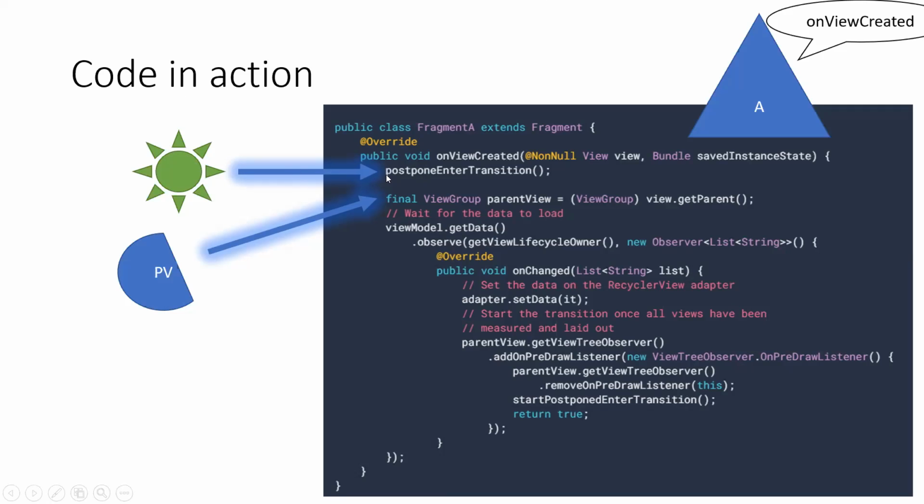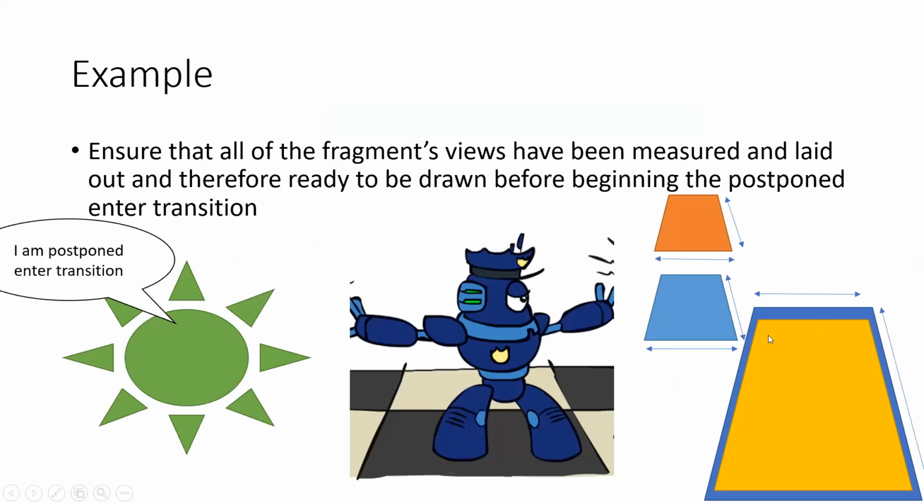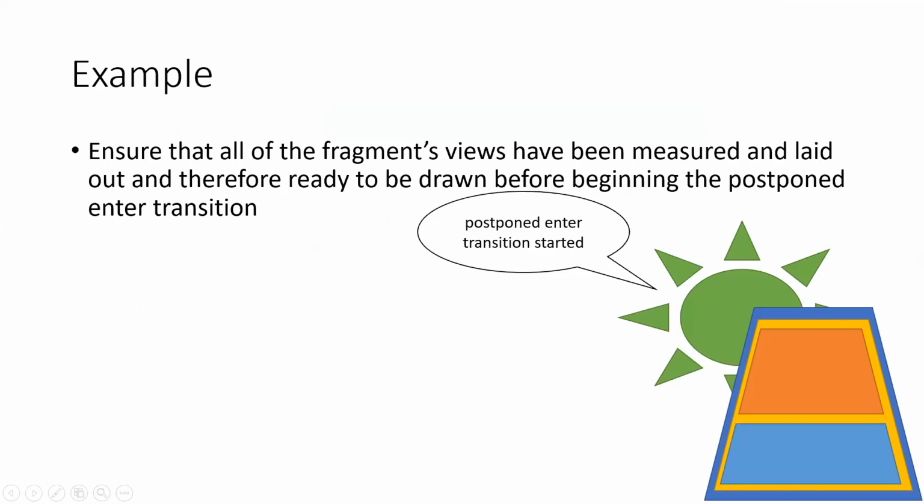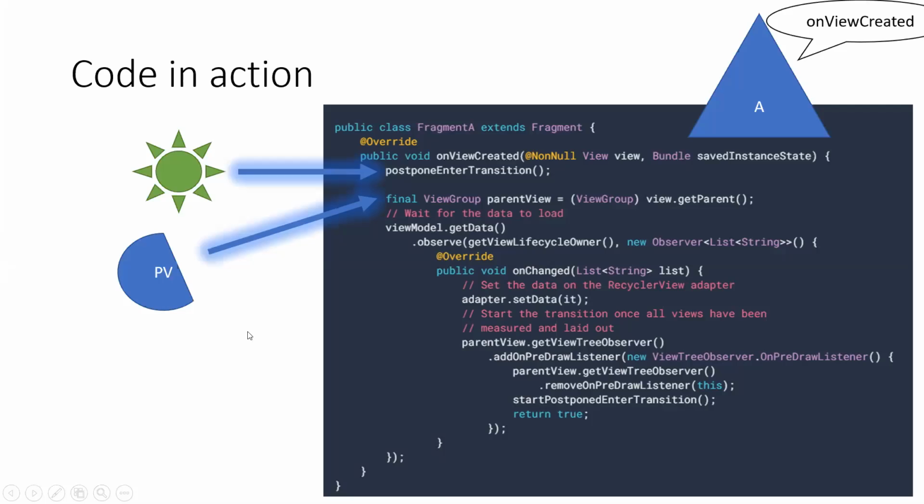At the beginning I'm postponing the enter transition, and after that you get hold of the parent. In this case, the activity was the parent and these are the fragments in that activity. Getting hold of a parent view is possible with the command getParent, on the view that was passed in onViewCreated.